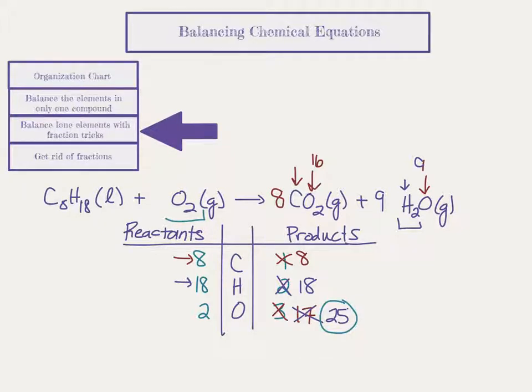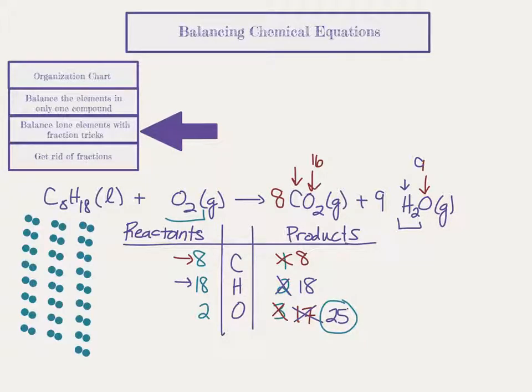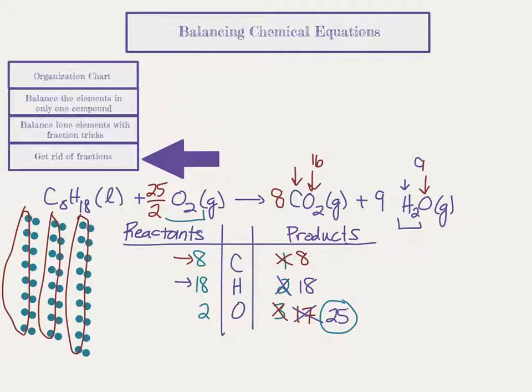Oxygen molecules only come in pairs. So if I had 25 pairs of oxygen molecules, I would actually have 50 atoms. That's twice as many as I really need. But if I took half of each of these 25 oxygen molecules, I would have 25 oxygen atoms. So the key is to have 25 halves of each oxygen atom. This may seem a little weird, but don't worry, in our next step, we're going to get rid of fractions.